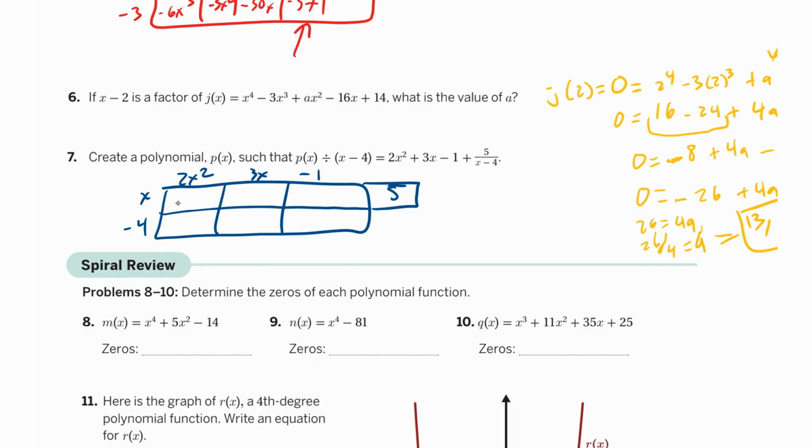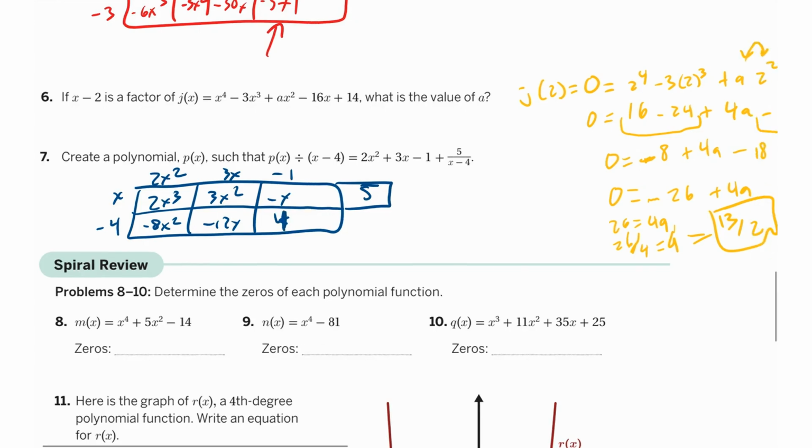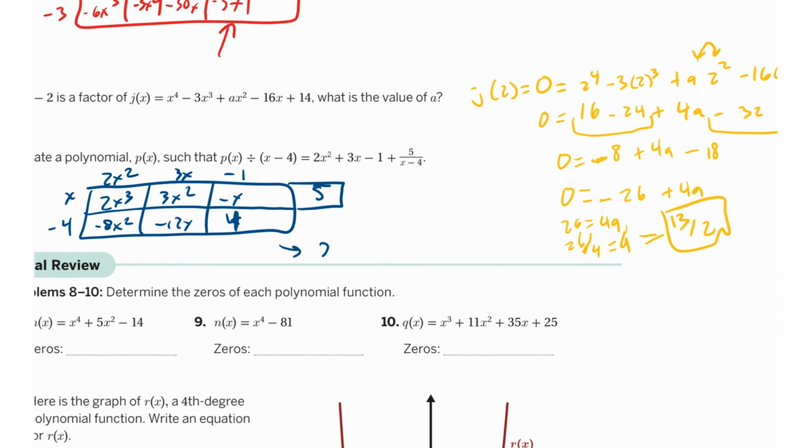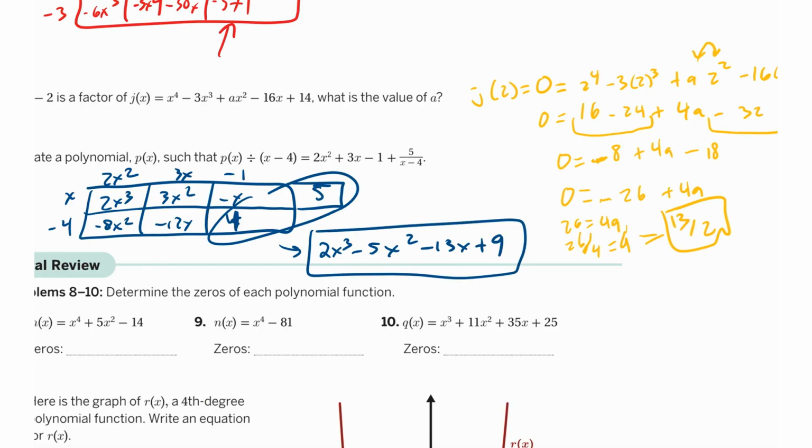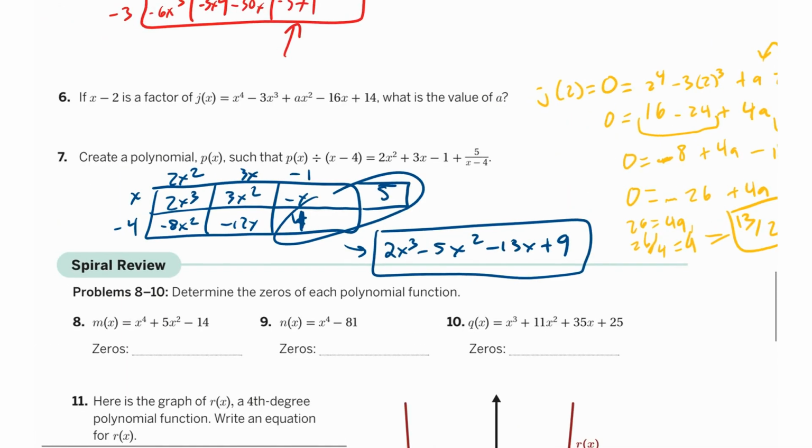And then I actually just multiplied out. So 2x cubed, negative 8x squared, 3x squared, negative 12x. This is negative x, and this is 4. And so now I'm just going to add everything inside the box here, which becomes 2x cubed minus 5x squared minus 13x plus, and I add these together to get 9. So that would be p of x. That would, when I divide it by x minus 4, give me that answer.